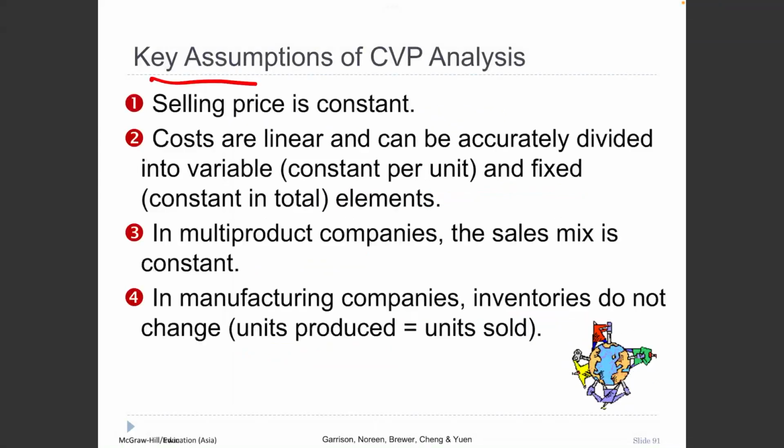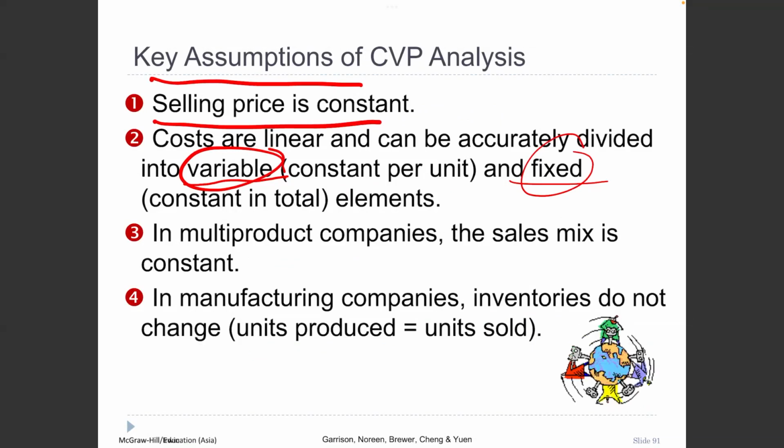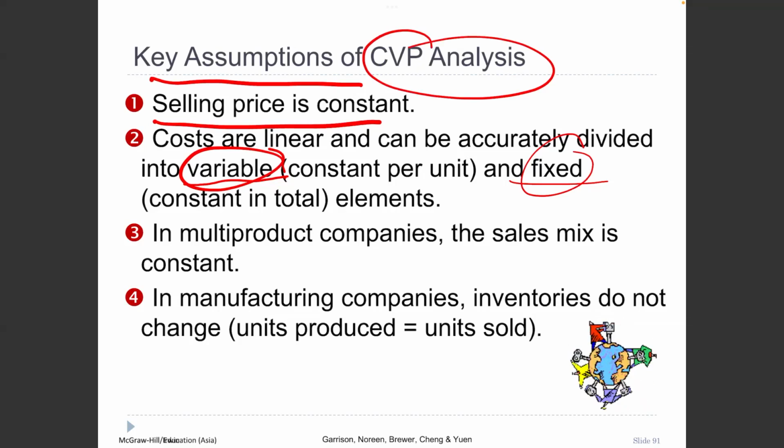So these are the key assumptions of our CVP analysis. The selling price is constant throughout the analysis, and it is very easy for us to distinguish variable and fixed elements. Whereas in a real business situation, it is probably a bit harder to classify our costs into just variable and fixed costs. Some companies have mixed costs, and then CVP analysis would be a bit more complicated to perform.